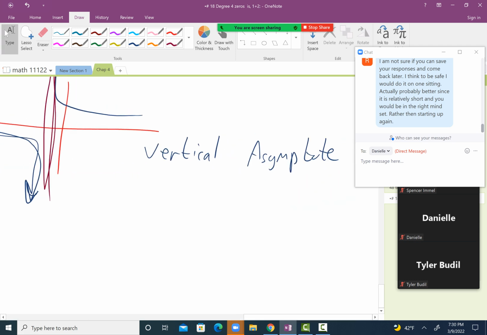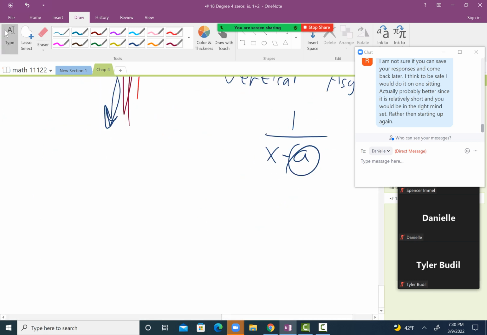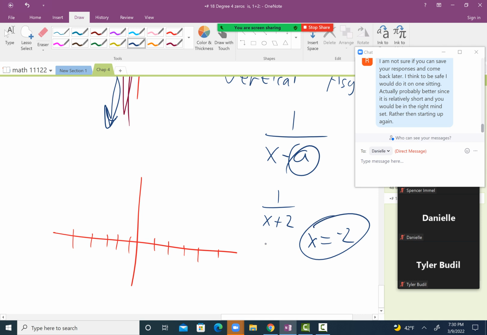And the vertical asymptote we noticed occurred wherever that value is, right? So that is where our vertical asymptote is going to occur. It makes sense because, let's say I have 1 over x plus 2. When x is negative 2, that's when I get 0 in the denominator. So x can't be negative 2, because if it is, it's going to be an undefined function. You can't have that.